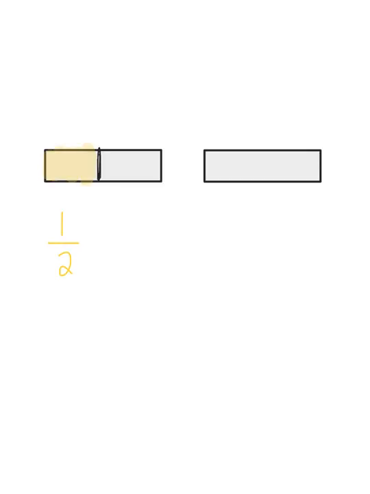So I think I'm going to go ahead and split this half into two pieces, and this half into two pieces. And so now if I look at what's shaded, there are two pieces that are yellow, and the total amount of pieces in there is 4. And so I know that 1/2 is the same or equivalent to 2/4.